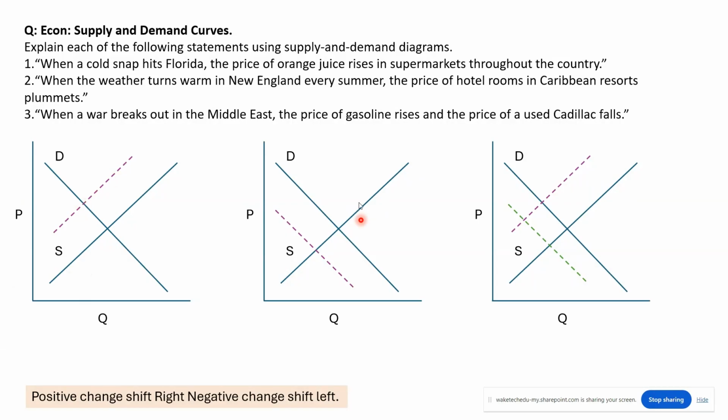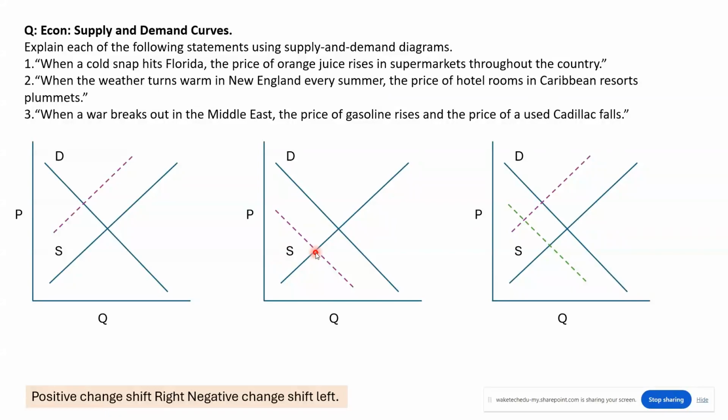Okay, let's look at the second one, which is this one right here. When the weather turns warm in New England every summer, the price of hotel rooms in Caribbean resorts plummets. Well, we're dealing with the demand for Caribbean resorts, right? Because when it's nice in New England, the demand to go to the Caribbean is going to decrease. So we've taken the demand curve and shifted it to the left. And so you can see the price goes from the original equilibrium point down to a much lower price, and again, lower quantity.